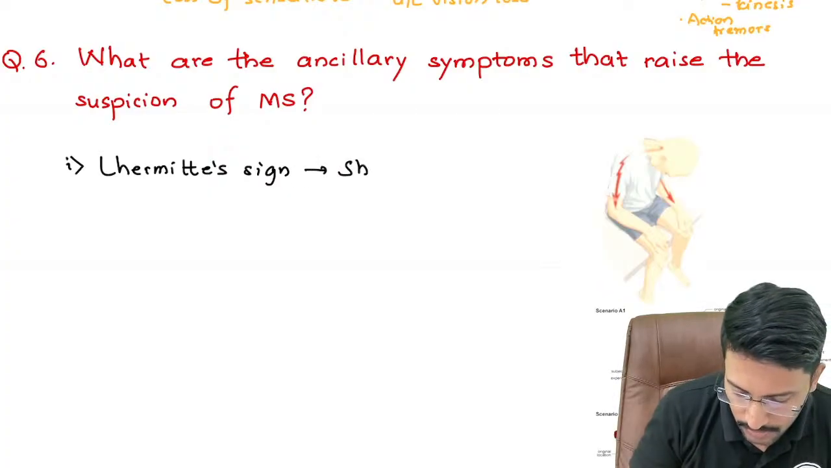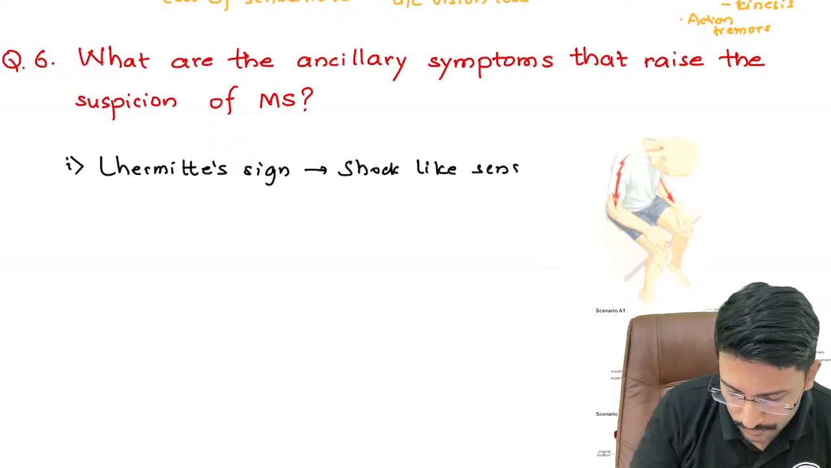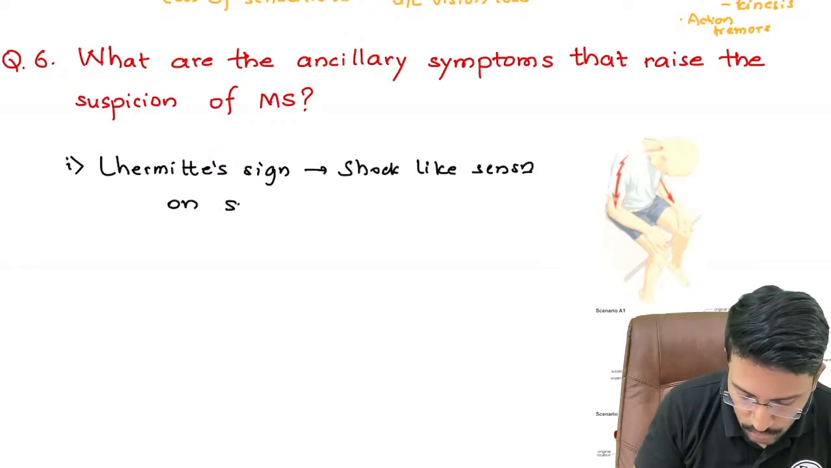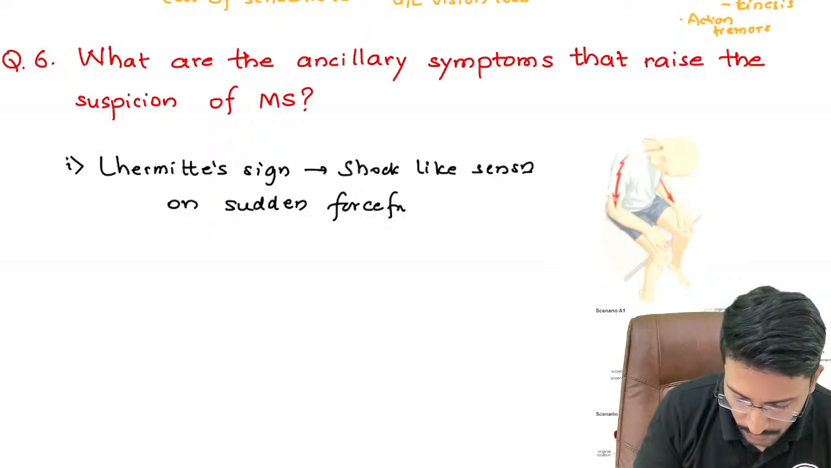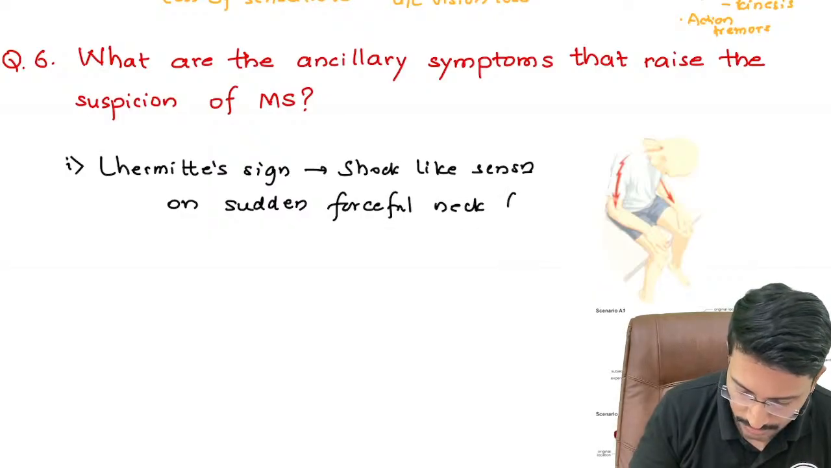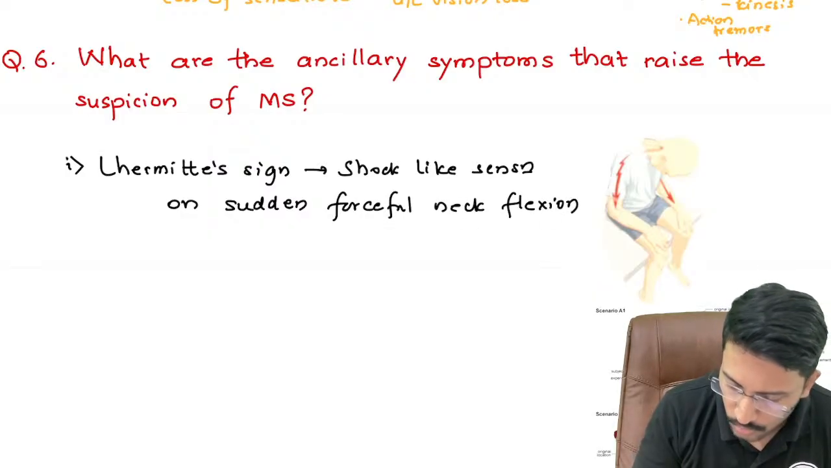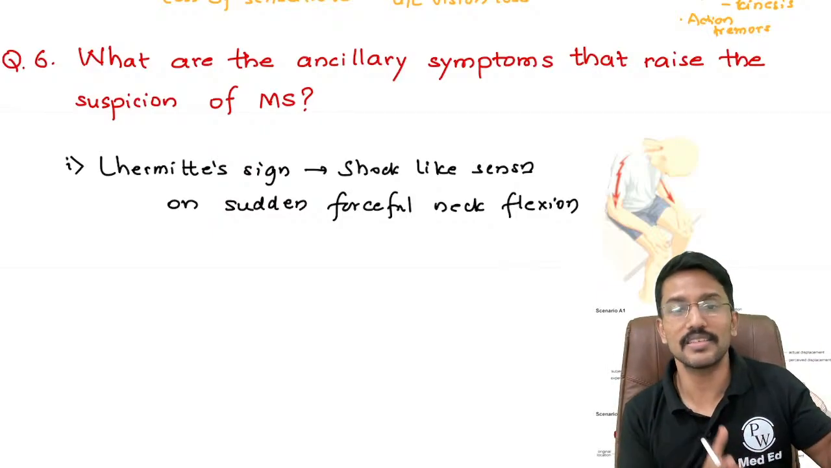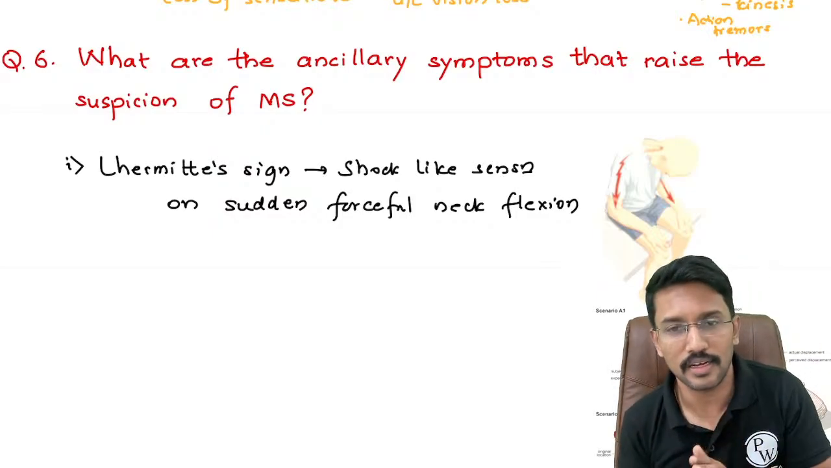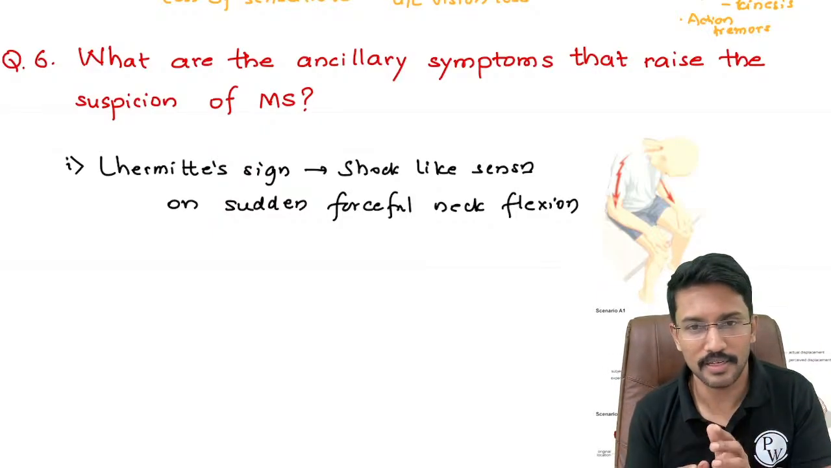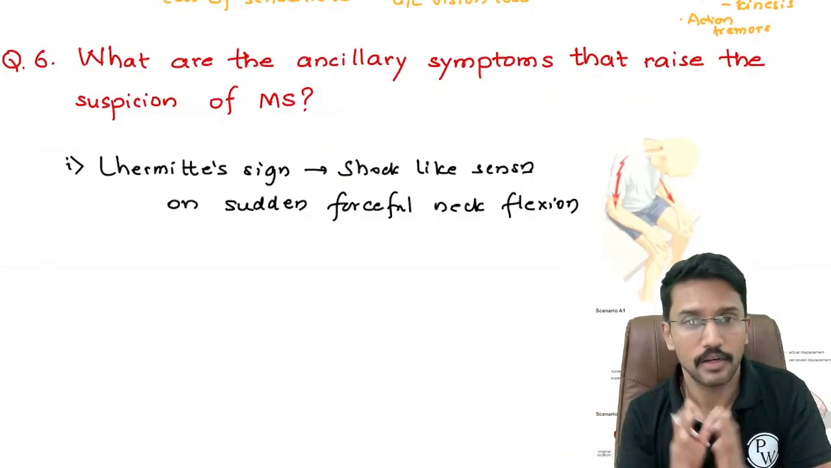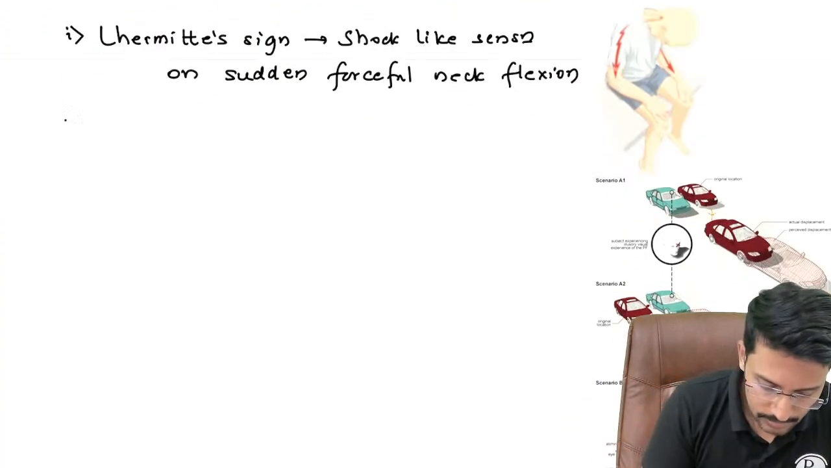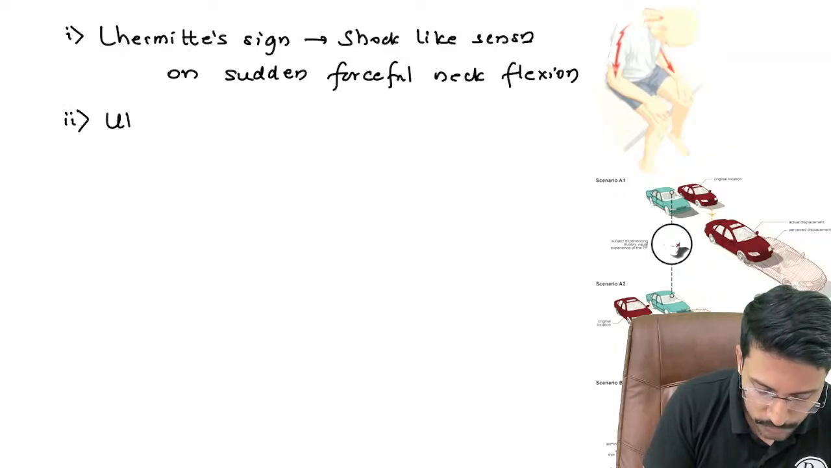So what is this Lhermitte's sign? It is the shock-like sensation on sudden forceful neck flexion. This is not specific to multiple sclerosis, but if it is present, it should raise the suspicion of multiple sclerosis and indirectly tells that there is a segment of sensory tract in the spinal cord which is demyelinated and you're stretching it by forceful flexion. Okay. Then the second finding is called Uhthoff's phenomenon.